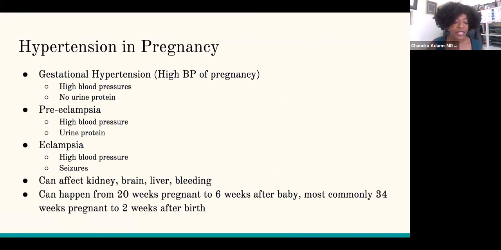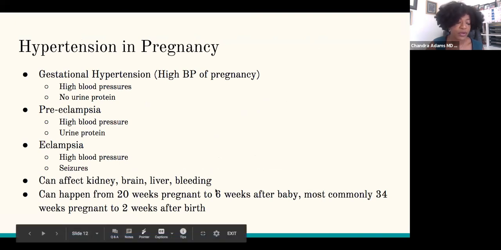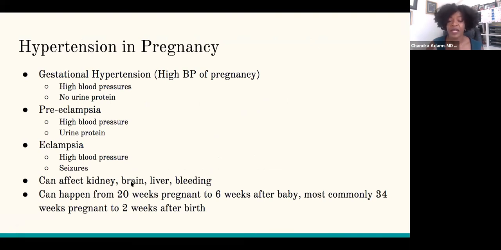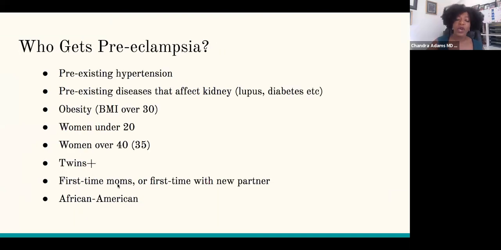The take-home message is that high blood pressure in pregnancy, which can happen anytime from 20 weeks until 6 weeks after the baby is here, but most commonly happens between 34 weeks and 2 weeks after birth, can shut the body down. It can affect the mom's kidneys, her brain, her liver, and it can cause excessive bleeding. So who gets this hypertension of pregnancy, this condition called preeclampsia? Moms who have high blood pressure prior to pregnancy, moms who have pre-existing conditions that affect the kidney, like lupus and diabetes, moms who have a body mass index over 30, moms who are under 20, and moms who are over 40.